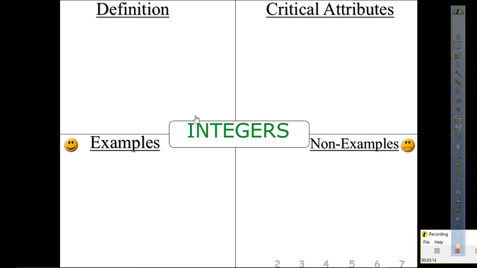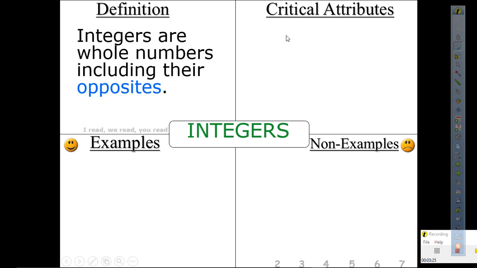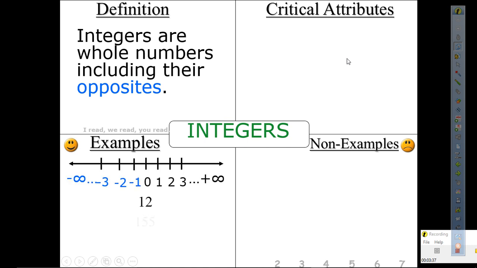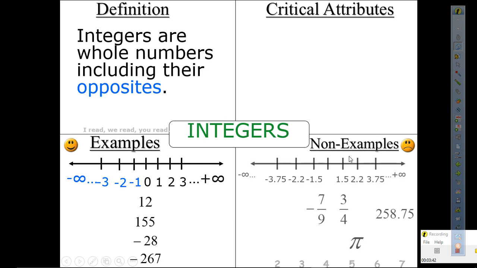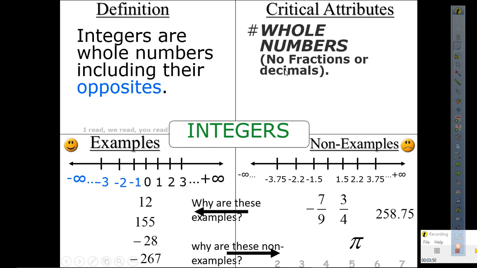All right, so let's see where we're at. Your definition should read something like this. Whole numbers, including their opposites. Hands up if you got something like that. Bam, not bad, not bad. Some examples should include counting numbers, their opposites, something like that. Yes? I said add 2 non-examples. You should have included maybe a decimal and a fraction or something like that. Yes? And then for hashtags, whole numbers or no fractions or decimals and opposites.